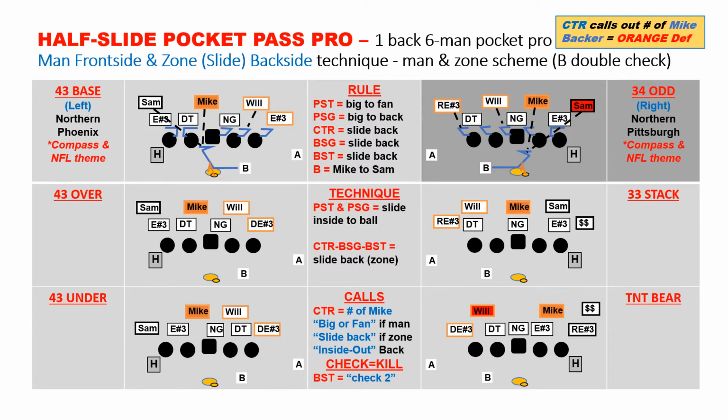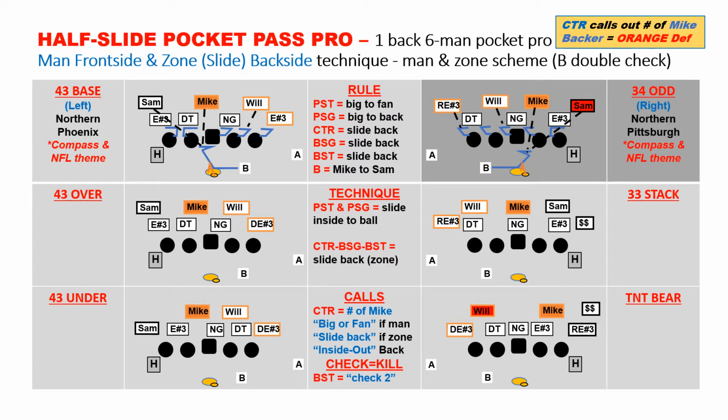For pass pro now, it's classic half man slide protection. What we're going to get here though is, again, versus an odd. If we're looking at a diagram to the right versus a 34 odd, the right tackle is going to be big on big. He's not going to fan out because the Sam is going to be part of the double check by the running back. The back will check the Mike to the Sam to that side.